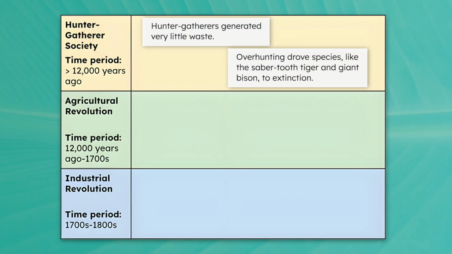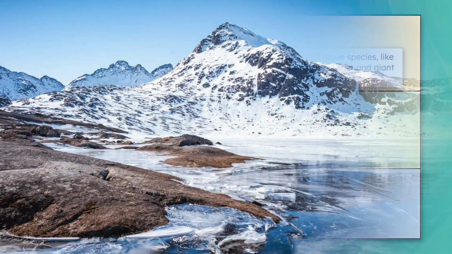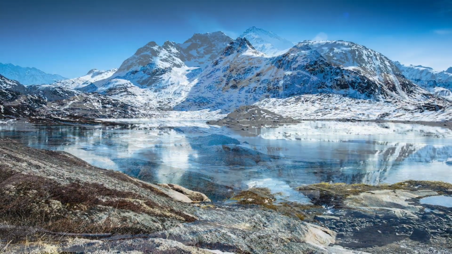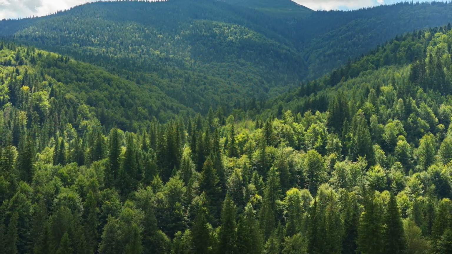But this lifestyle had negative impacts too. With lots of different independent small groups, there was no way to track populations of hunted animals. Overhunting drove species like the saber-toothed tiger and giant bison to extinction. As the last ice age ended and temperatures warmed, plant life on Earth flourished, supporting more humans.